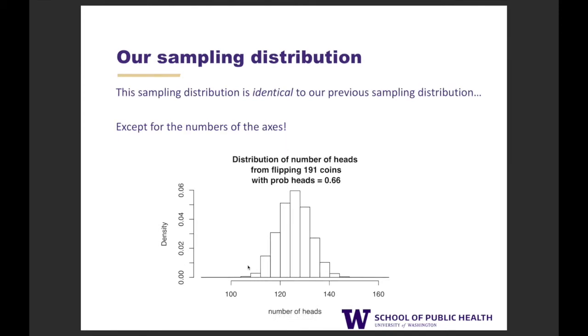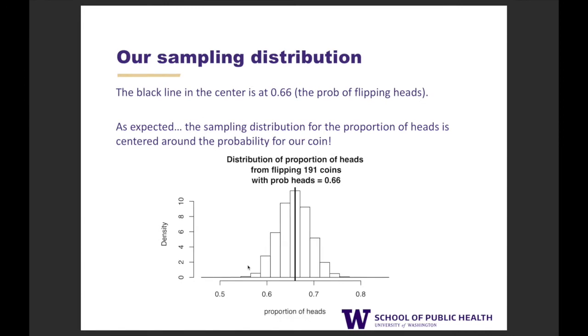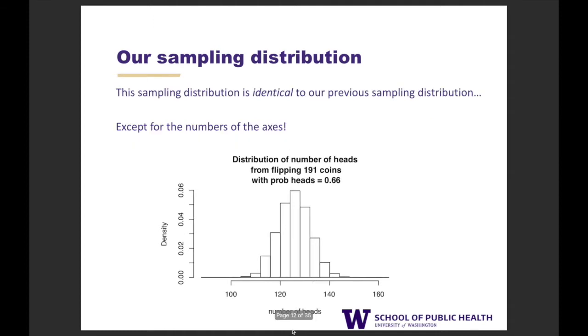One thing to note, this looks a lot like our sampling distribution when we looked at the number of heads as opposed to the proportion of heads. And in fact, the two are identical except for the axis labels, right? If we take the axis proportion of heads and multiply by 191, we get exactly the number of heads that we flip in each of these trials. So again, they should be identical. We've just basically rescaled the x-axis, right? One is like a proportion of 191, and the other is, again, a count of 191.